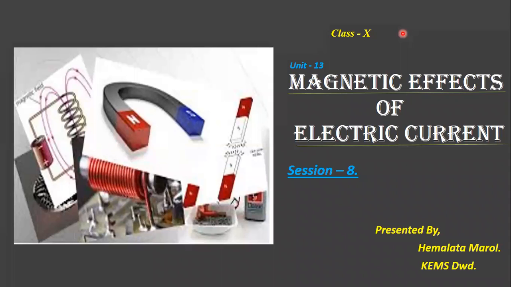Good morning, children. In your previous class, you studied electromagnetic induction and Fleming's right-hand rule. Just recall it, children. The process by which a changing magnetic field in a conductor induces a current in another conductor is called electromagnetic induction.